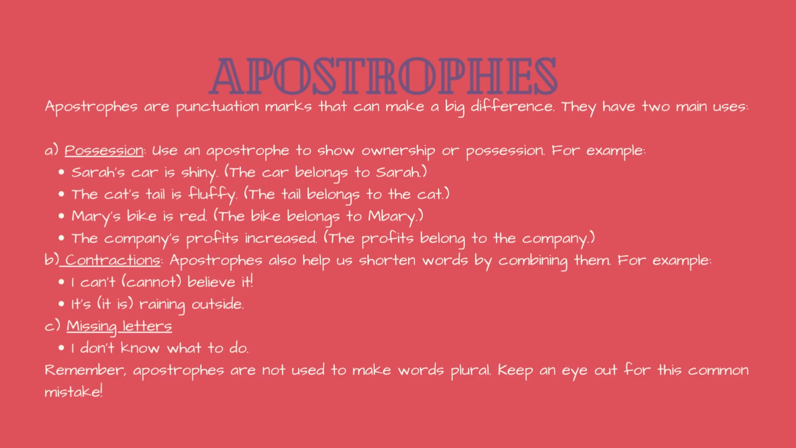Apostrophes also show missing letters. When you want to show that some letters are missing in a word, you can use an apostrophe. It's like saying, yeah, we left out some letters. For example, I don't know what to do. The apostrophe in don't tells us that the O is missing from do not.